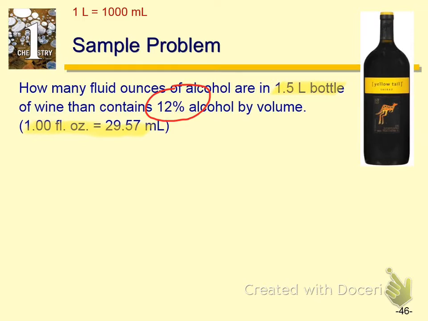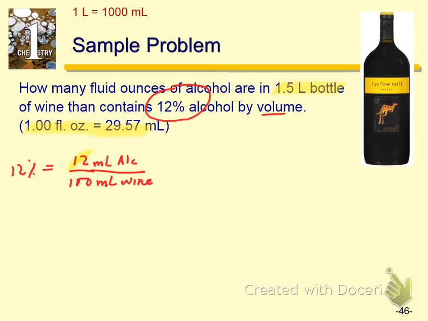Okay? So how are we going to use this 12? The percent here is always 12 out of 100. If it's percent by volume, that means there's 12 milliliters of alcohol per every 100 milliliters of wine. That's our conversion. So that's what 12% means. That's how we're going to use it in our problem, and we're going to set up this conversion so that the units cancel out.